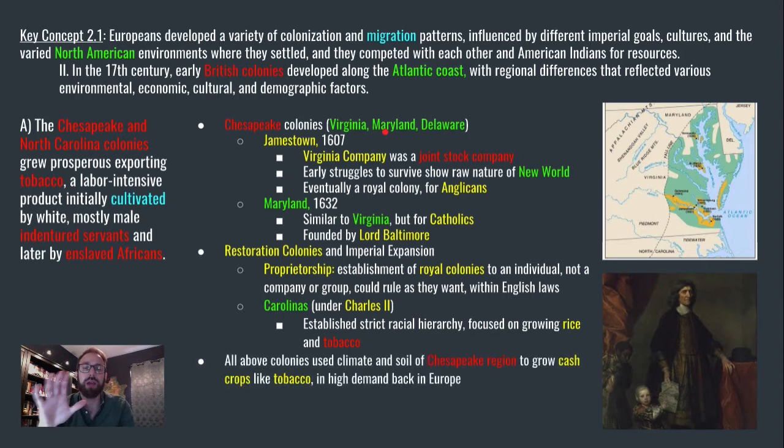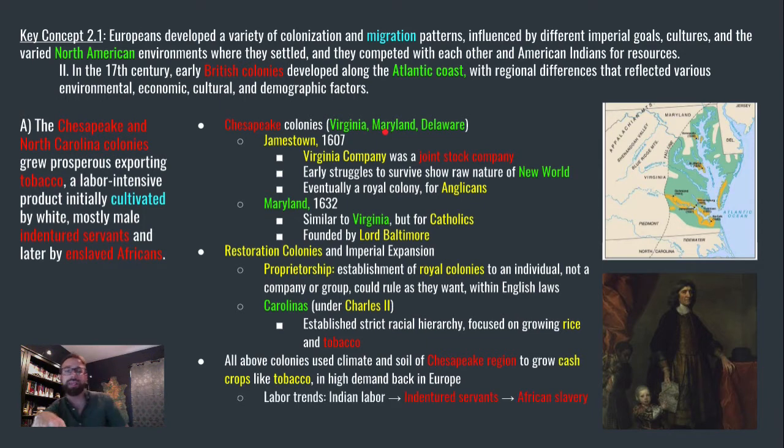Alright, so remember, all these colonies are in the Chesapeake region, and the climate and the soil was very fertile and good for growing cash crops like tobacco. Okay, it's hot, it's humid. That is what is needed for growing tobacco. As you get further south, you're going to grow more rice, and even further south, you're going to grow sugar as well, which requires really the wettest, hottest climate possible. And remember, cash crops are in high demand back in Europe.